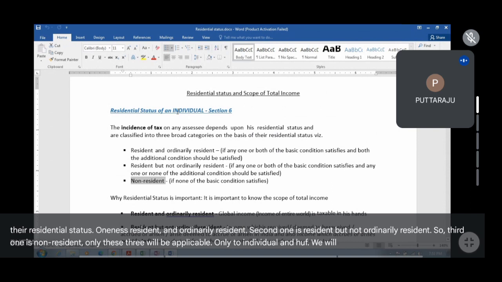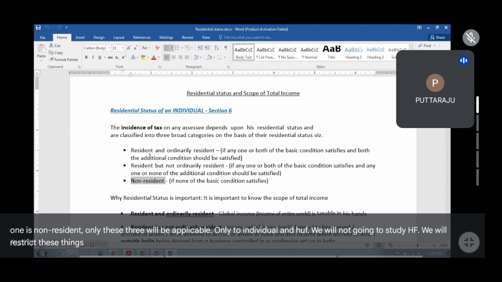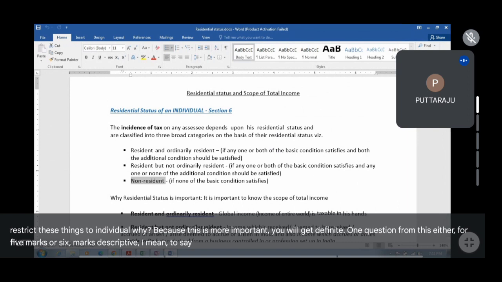We will not study HUF. We will restrict this to individual. Why? Because this is more important. You will get one definite question from this, either for 5 marks or 6 marks, descriptive. I mean to say the practical questions, not the MCQ ones.